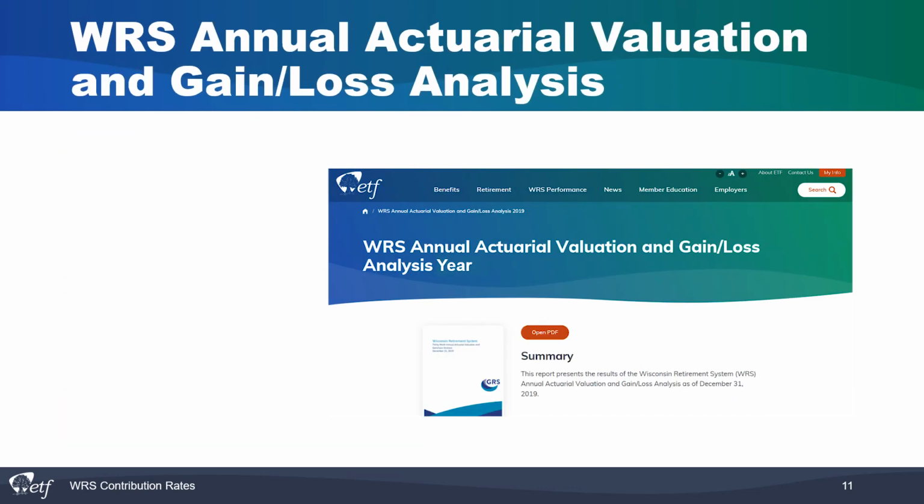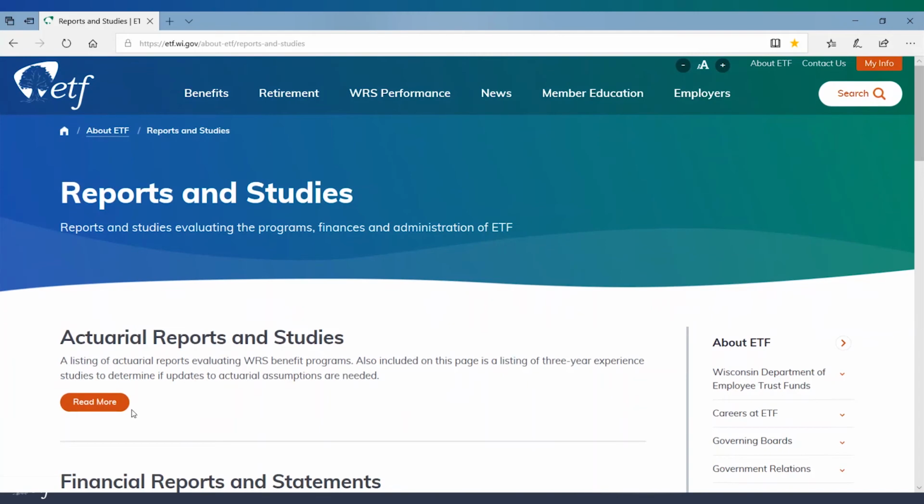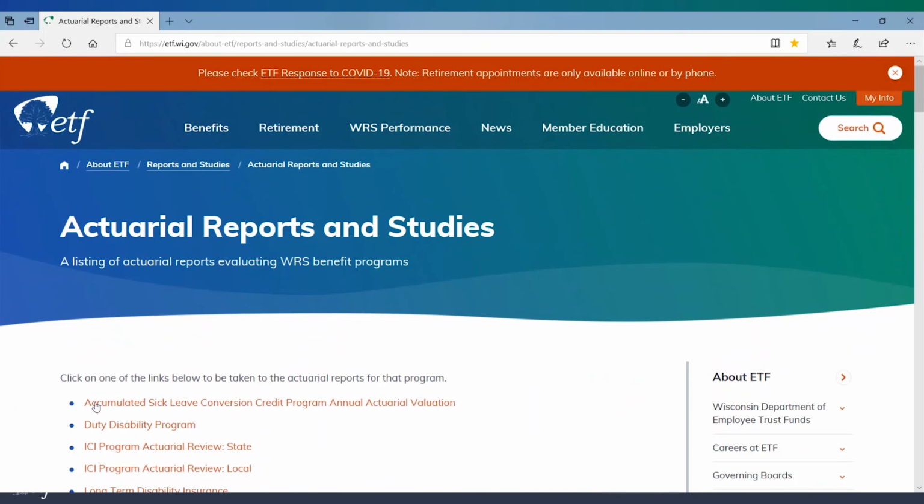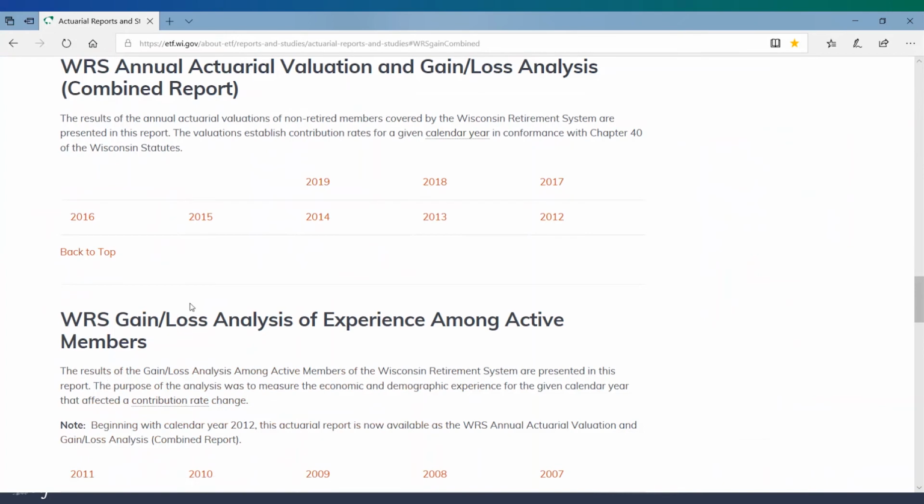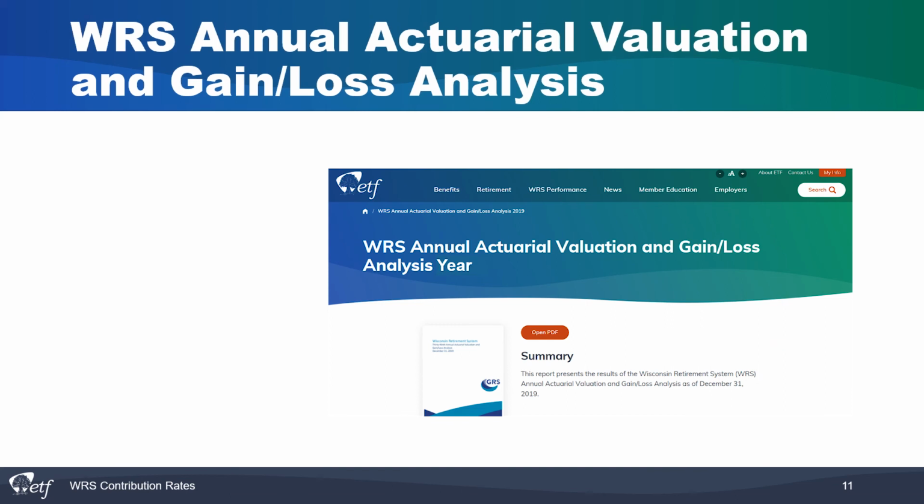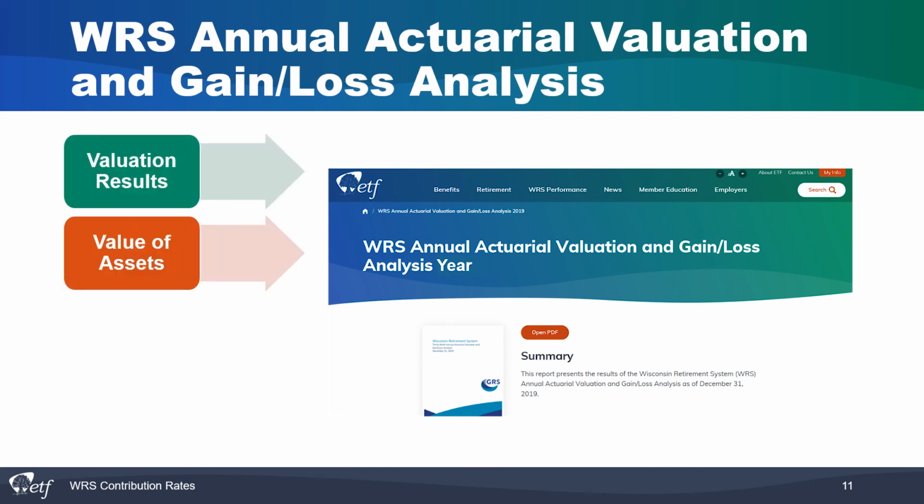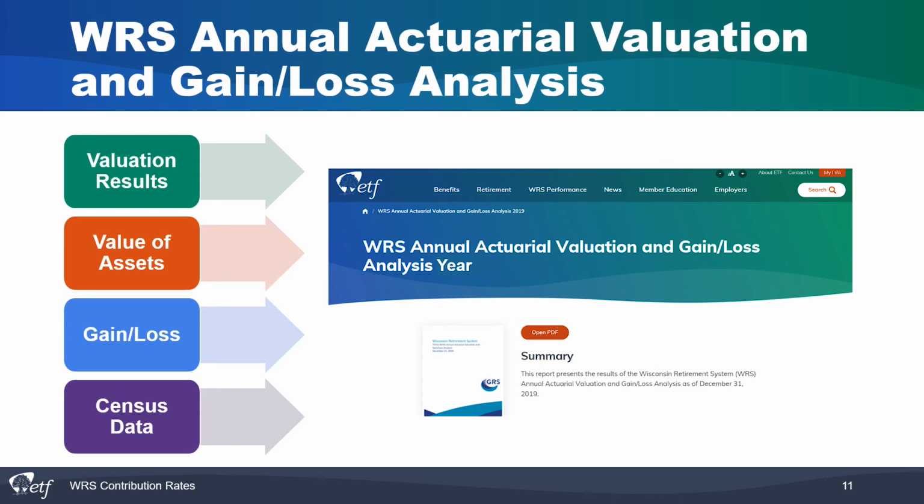Want to see what factors decide a contribution rate change? Go to the WRS Annual Actuarial Valuation Report for any given year on our Actuarial Reports and Studies page. Scroll down and click on the link to the WRS Annual Actuarial Valuation and Gain-Loss Analysis. This report will show you the valuation results, value of assets, any gains or losses, and census data used.